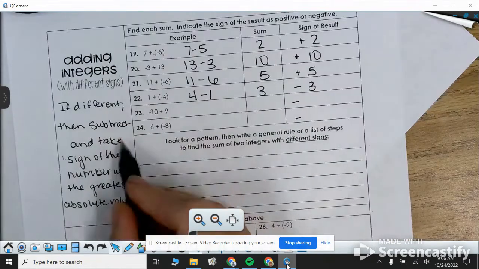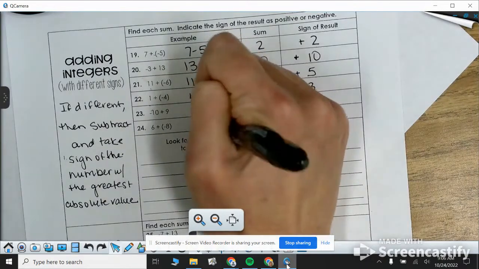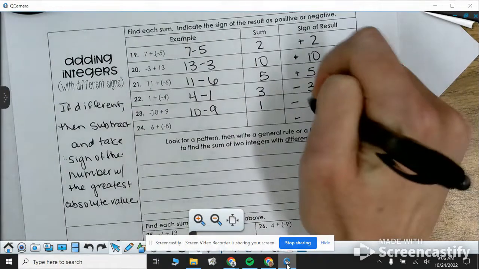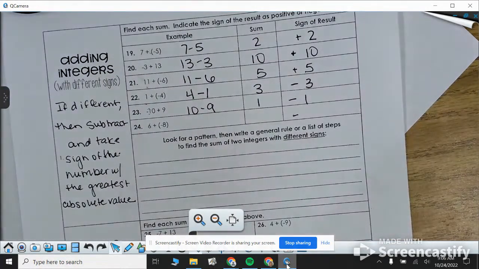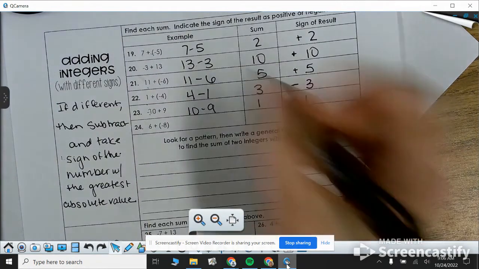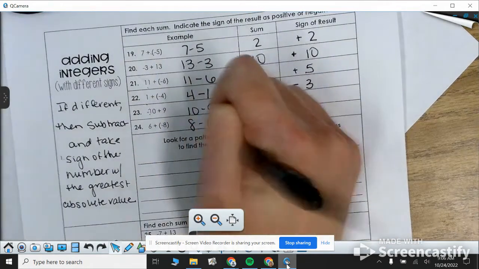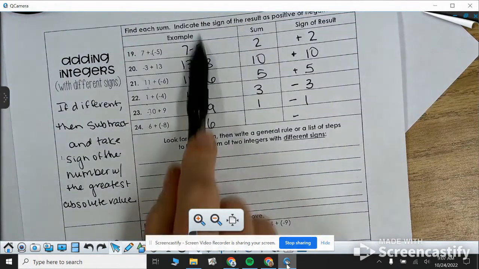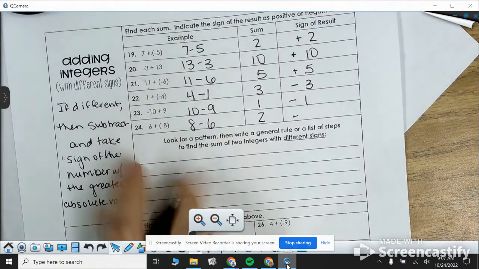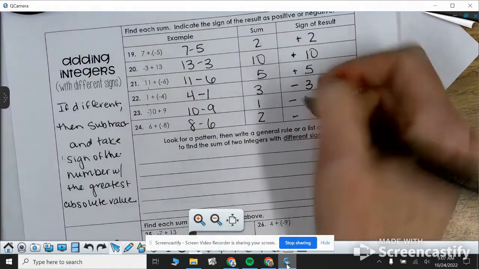All right, negative 10 plus 9. That's going to be the same as 10 minus 9, which is 1. 10 has the greater absolute value, so that's negative 1. 6 plus negative 8. I'm going to do 8 minus 6. So I'm still putting my big number in front. If you notice, I have to flip the order, but that's okay.